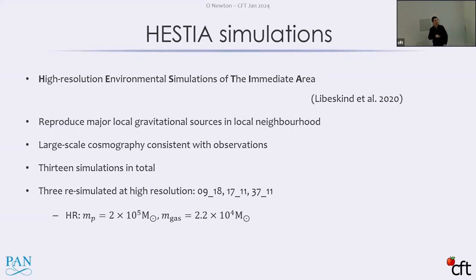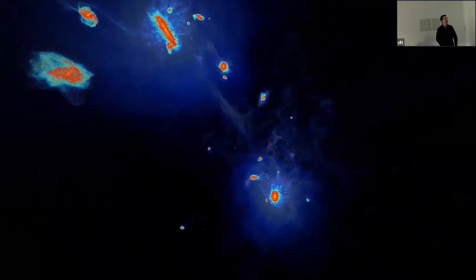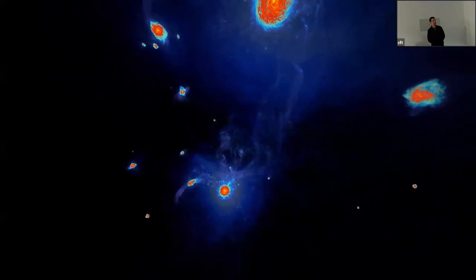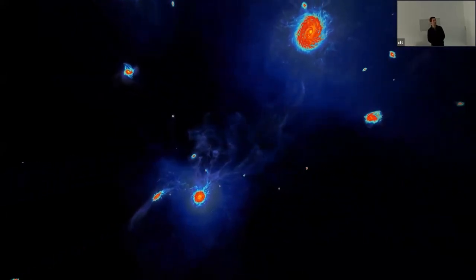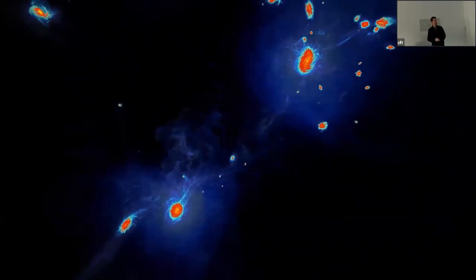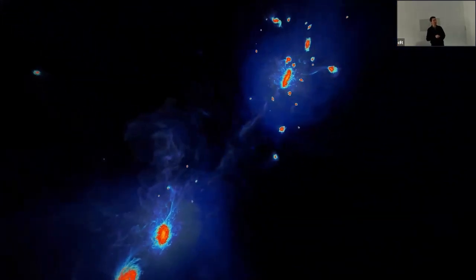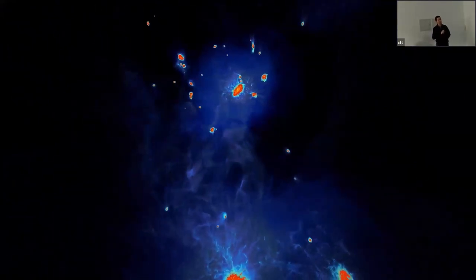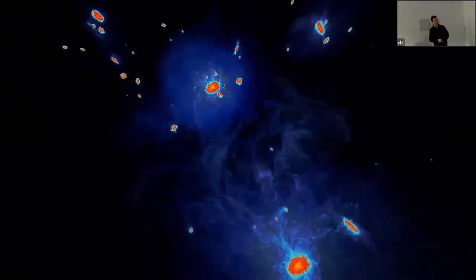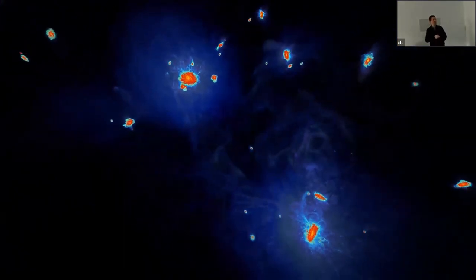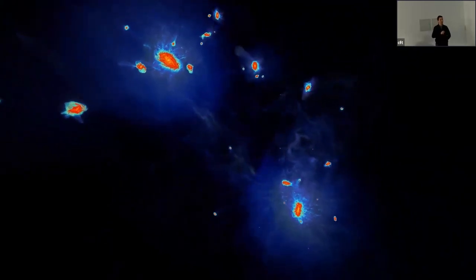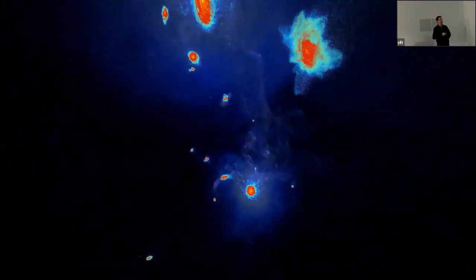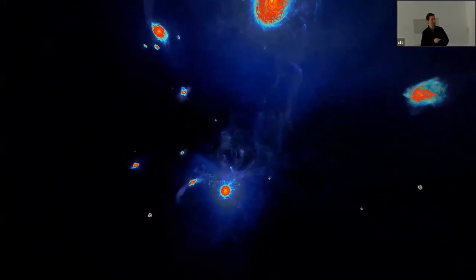And so if you run this through to redshift zero for these three, this is one of them, you end up with this kind of environment. So this is showing the gas surface density of one of the simulations. You have the two host galaxies, the Milky Way and M31 analogs here. You can see a lot of smaller scale galaxies and structures dotted around. And outside, of course, you have the gas associated with both of those halos and galaxies as well. So this is one example of the output from the HESTIA simulations.